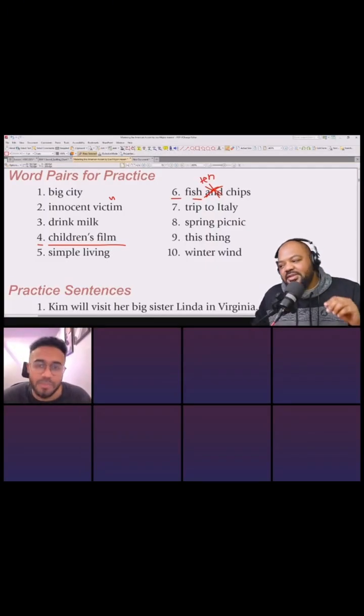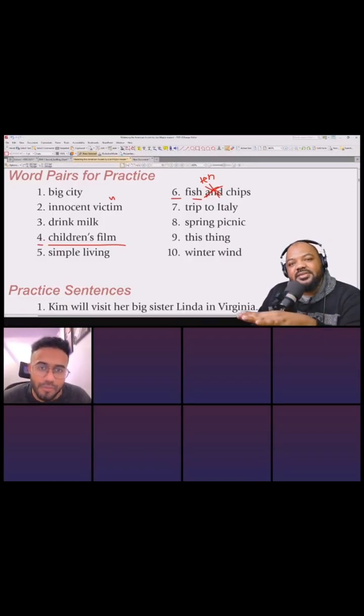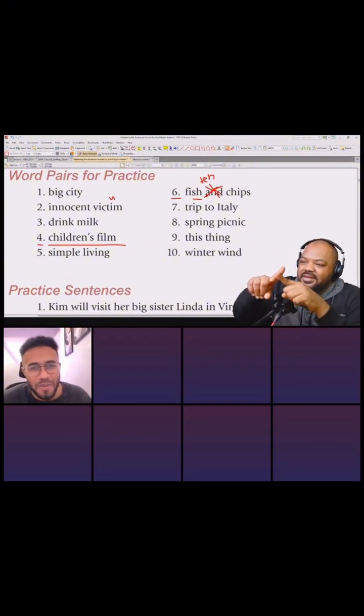Fish and chips, exactly. So forget the word and in the middle. Fish and chips. Perfect. This is tied speech or connected speech. These are different lessons. Connected speech, we call them liaisons. Okay? So words and sounds that actually fit together.